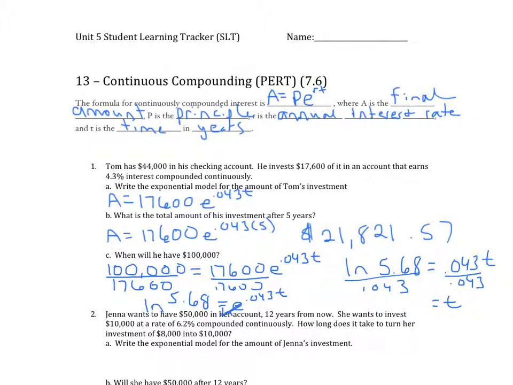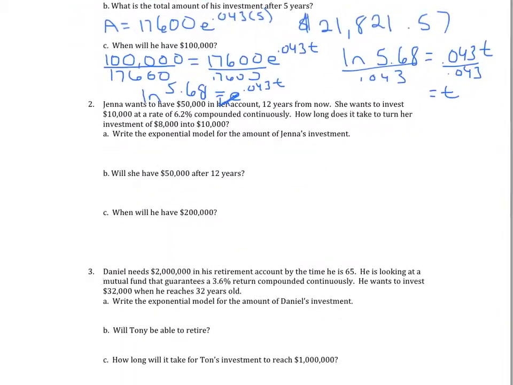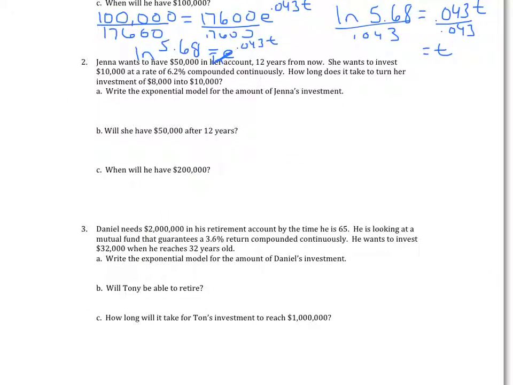We are going to make a slight modification to number 2. So let's look at that for a second. Go ahead and cross off how long does it take her to invest 8,000 to get 10,000. It doesn't go with the problem right now. So go ahead and try number 2, pause the video, and then come back and see what the answer is.